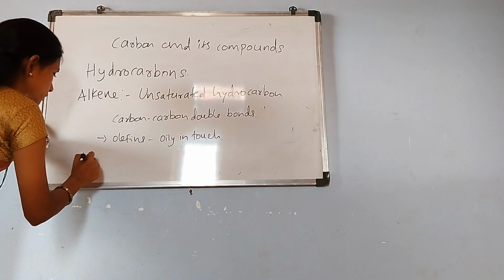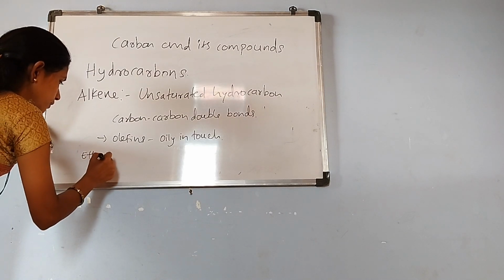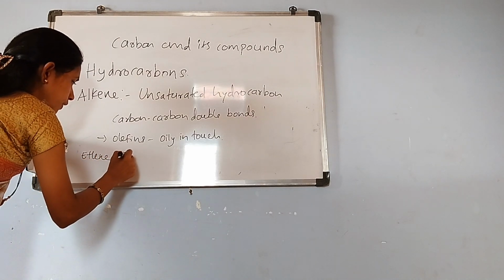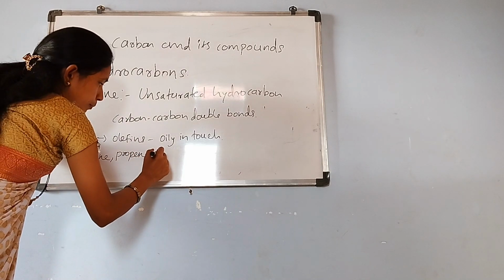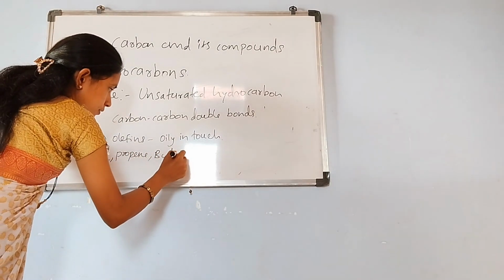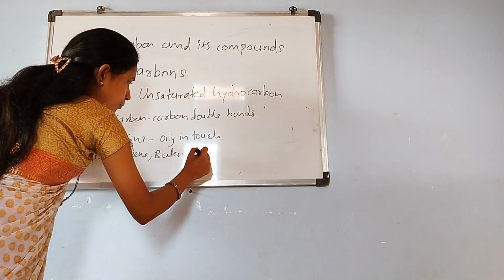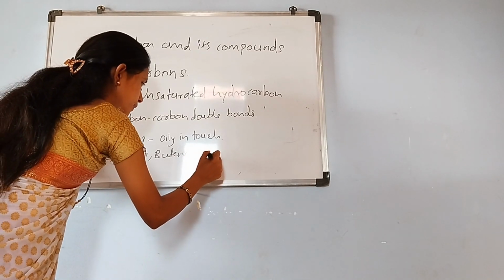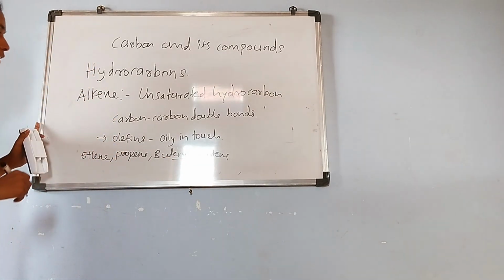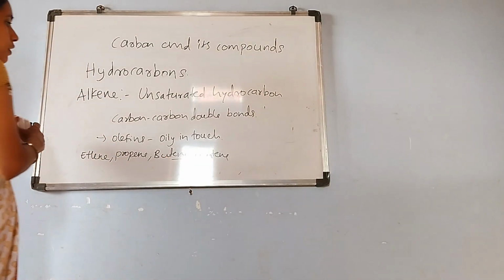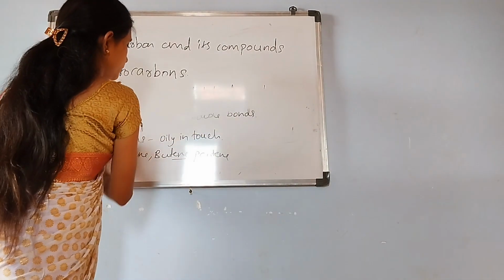So ethene, propene, butene, pentene. So the suffix is ene, it means it is the alkene series. And after that, alkyne.